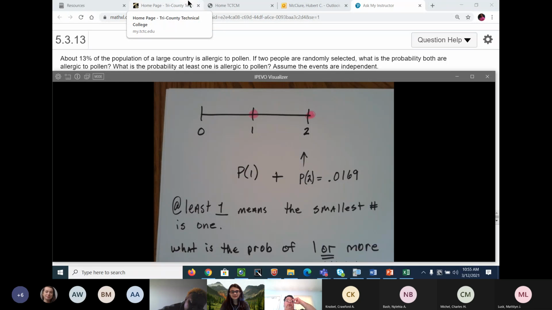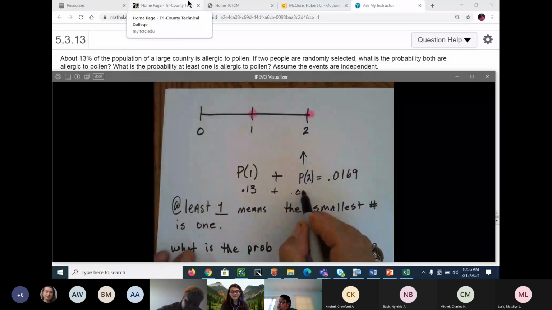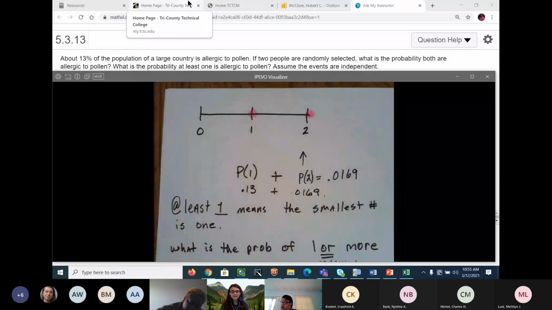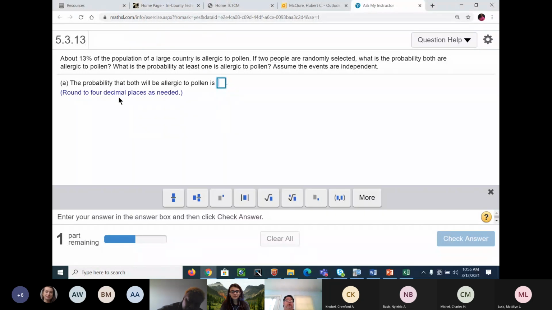So what is the probability of 1? 0.13 plus 0.0169. And that should be your answer. Well, the probability that both will be, to 4 decimal places, is 0.0169.